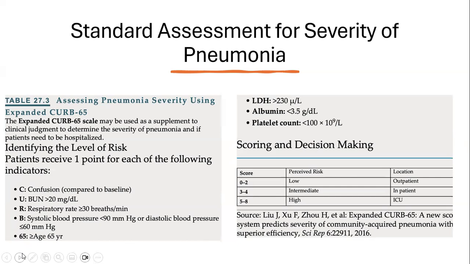You can see all the main points of this assessment tool, and also the scoring and the decision making. So if the patient scores in the range of 0 to 2, it means that it's low risk, and it can be treated as an outpatient. But for a patient with a score of 5 to 8, it means that they have high-risk severity of pneumonia, and the patient needs to be admitted to the hospital, especially maybe monitored in the ICU.